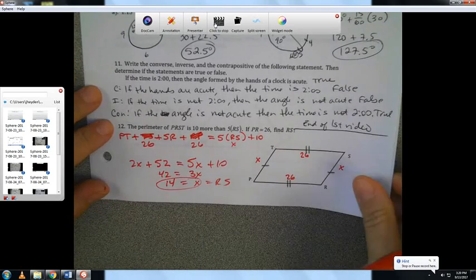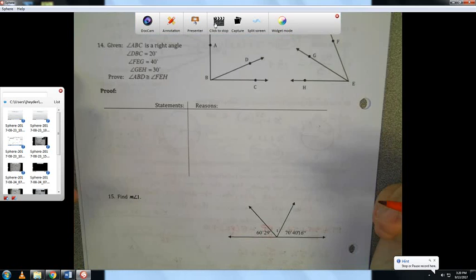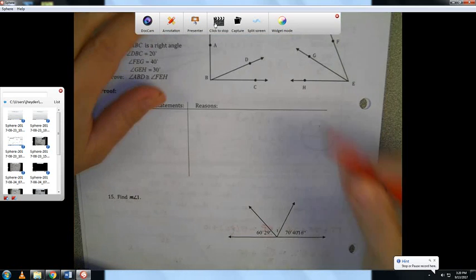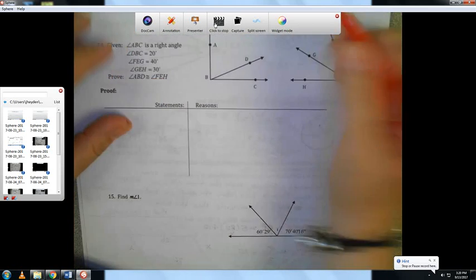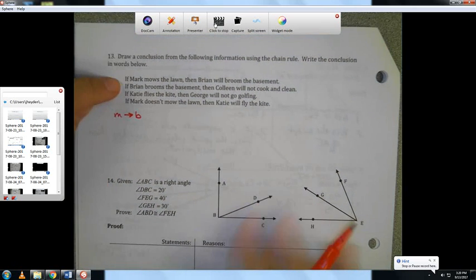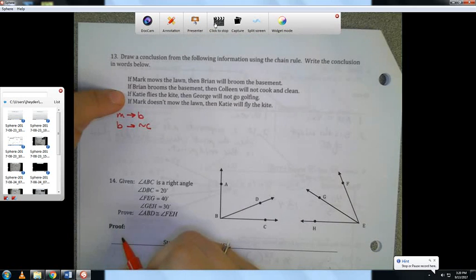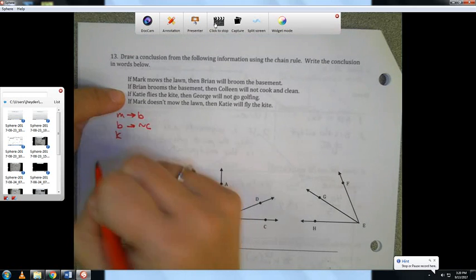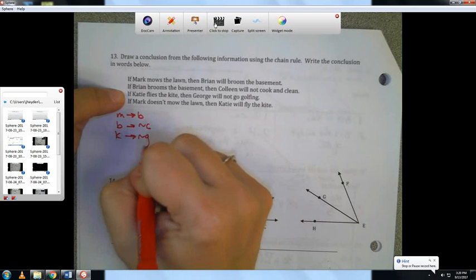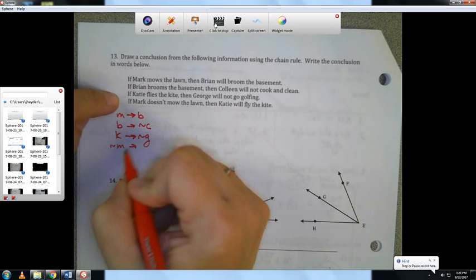Lovely. All right. Next page. We've got: draw a conclusion from the following information using the chain rule. Write the conclusion in words below. If Mark mows the lawn, then Brian will broom the basement. So that's M implies B. If Brian brooms the basement, then Colleen will not cook and clean. If Katie flies the kite, then George will not go golfing. And if Mark doesn't mow the lawn, then Katie will fly the kite.